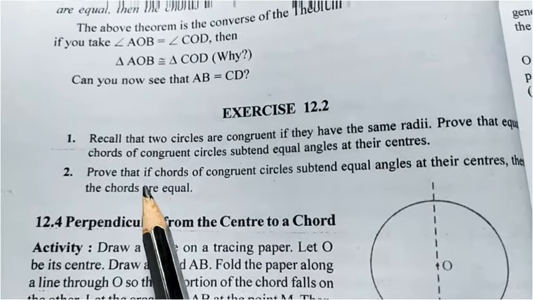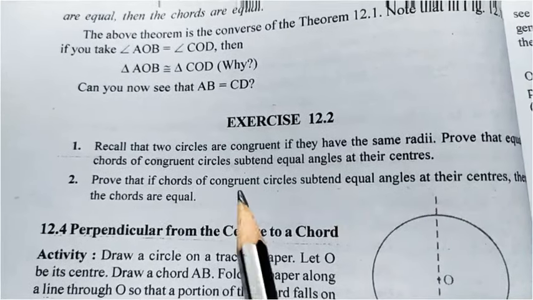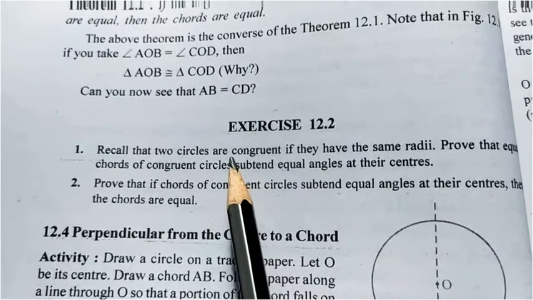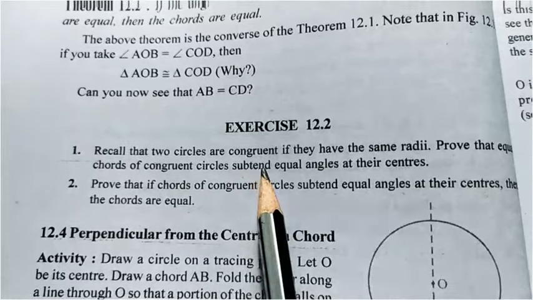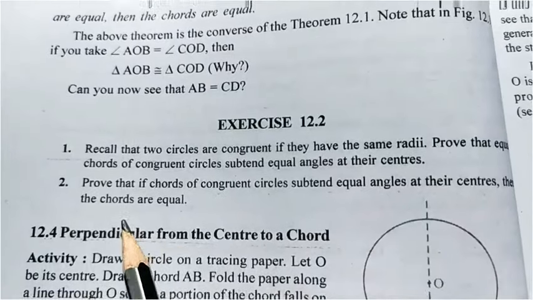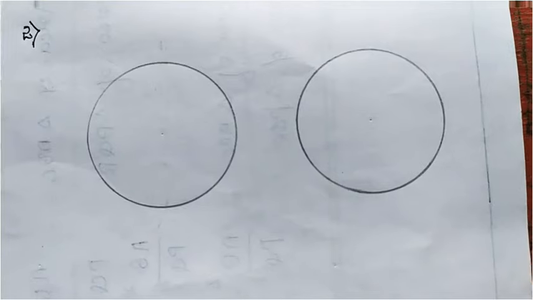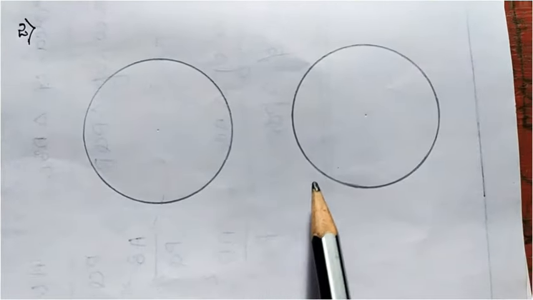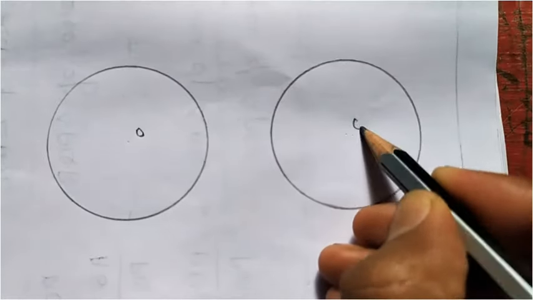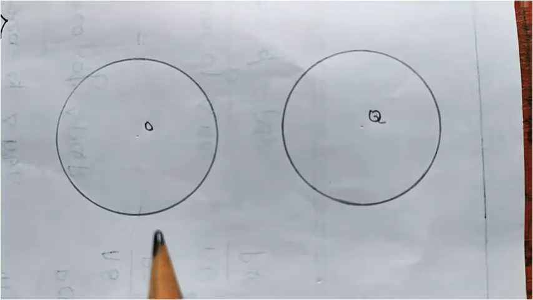The second question: prove that if the arcs of congruent circles subtend equal angles at their centers, then the arcs are equal. So this is the reverse of the first one. Earlier the arcs were equal and we showed that the angles are equal. Now they have given that the angles are equal, and we have to show that the arcs are equal. Let's start with this one. Roughly draw two circles, with center O and center Q again. The arcs subtend two equal angles at the centers.